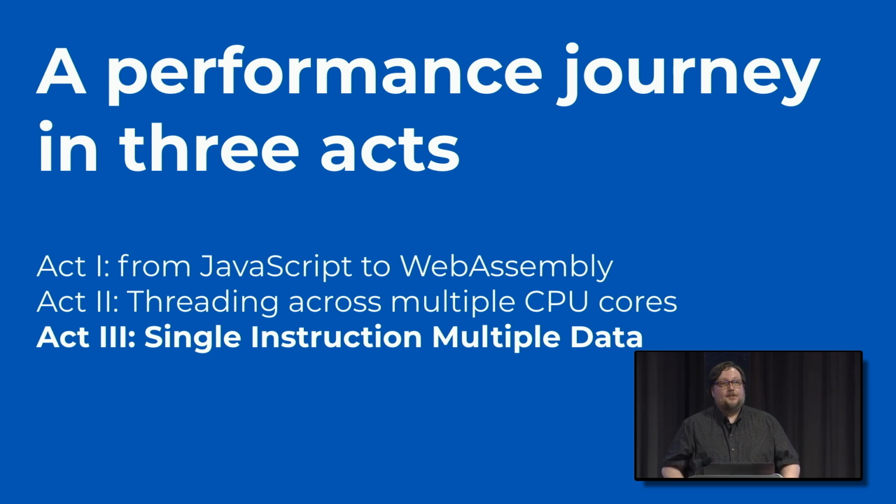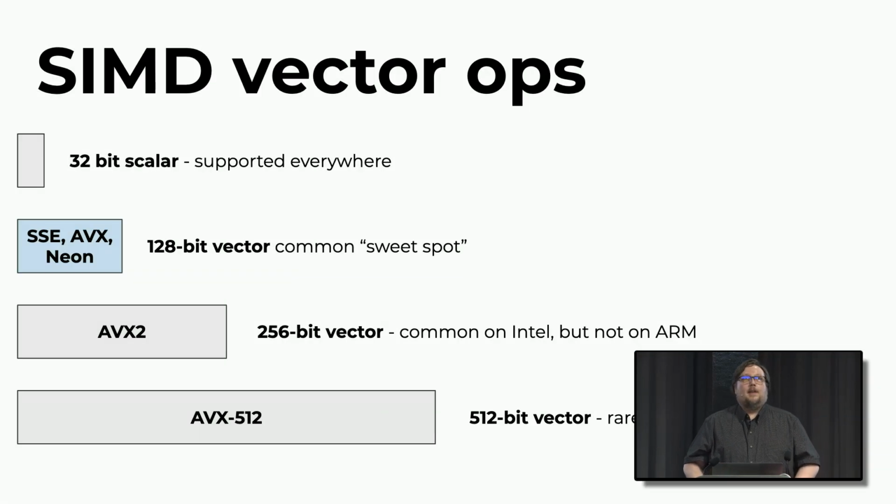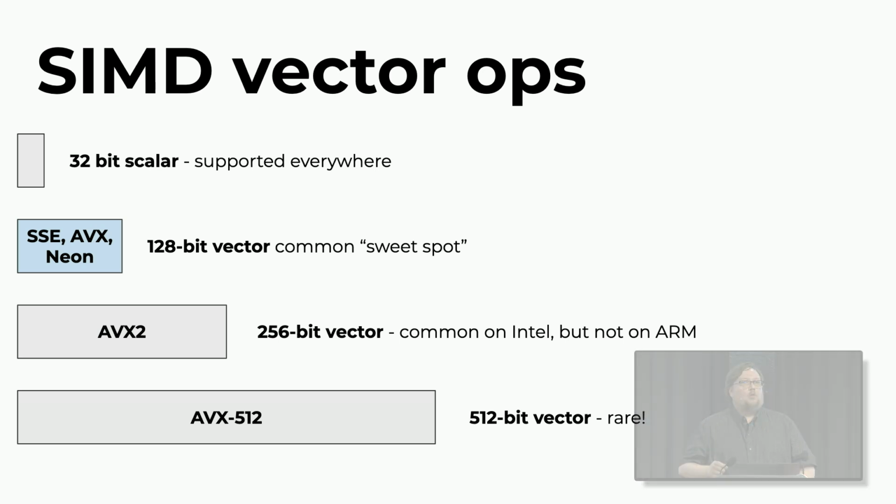Act 3, single instruction, multiple data. Now, SIMD operations, also known as vector ops, are another hidden performance gem in your CPU. Every CPU out there today in common web browsing capable hardware has some sort of SIMD extensions available in it. And that's good, because that means we can use it.